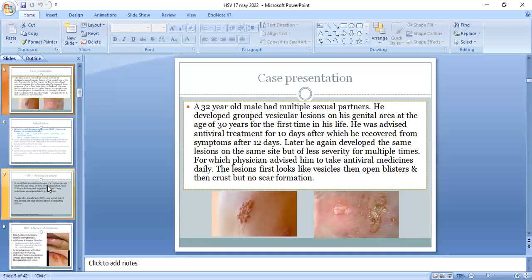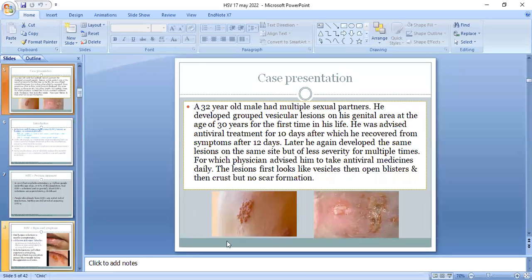A 32-year-old male had multiple sexual partners. He developed grouped vesicular lesions on his genital area at the age of 30 years for the first time in his life. He was advised antiviral treatment for 10 days, after which he recovered from the symptoms after 12 days. Later, he again developed the same lesions on the same site but of less severity multiple times, for which the physician advised him to take antiviral medicines daily. The lesions first looked like vesicles, then open blisters, and then crust, but no scar formation.